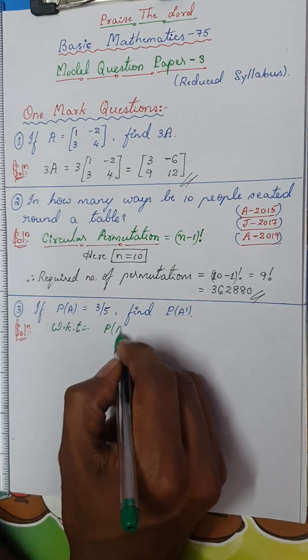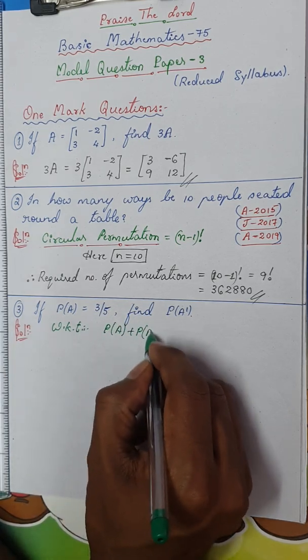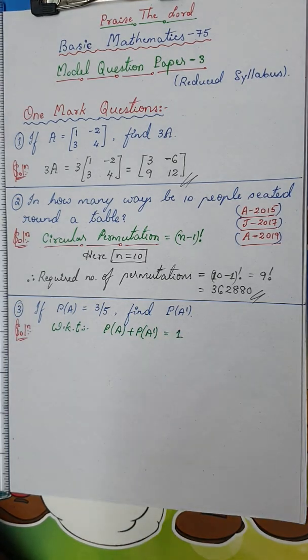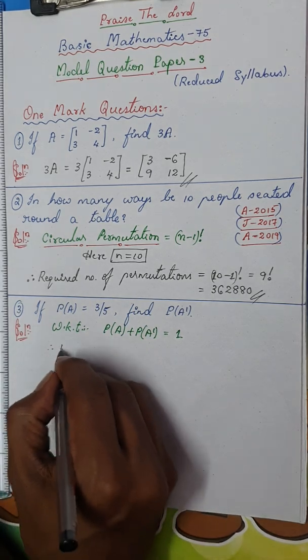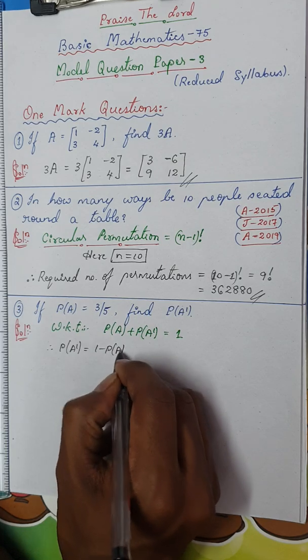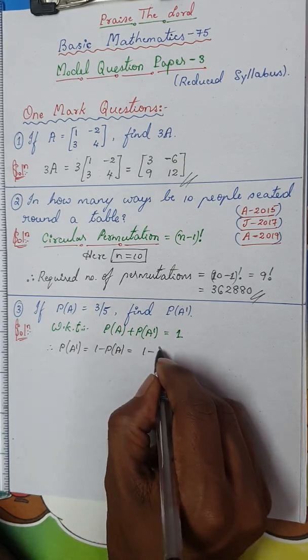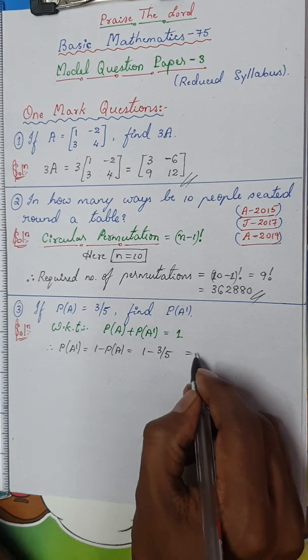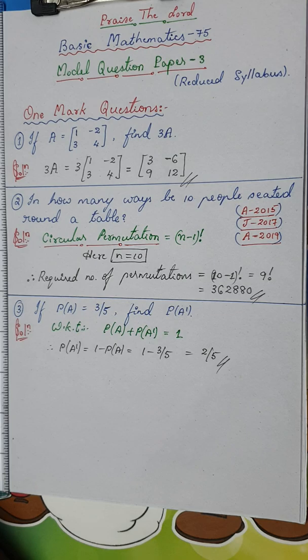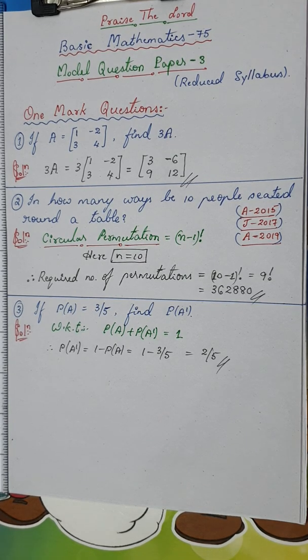We know that P of A plus P of A dash is nothing but 1. Therefore, P of A dash is nothing but 1 minus P of A. This is nothing but 1 minus 3 by 5. If you take the LCM, you'll get the answer as 2 by 5. This is already a repeated question. The same question has been asked in the first model question paper. A very simple one. I hope you are definitely comfortable to do this kind of question.